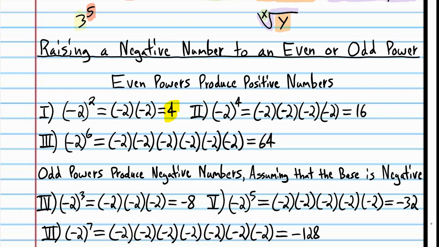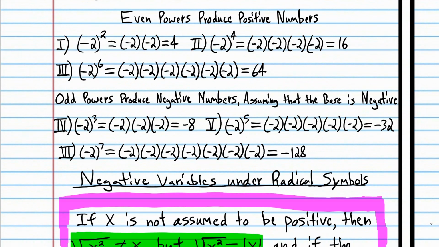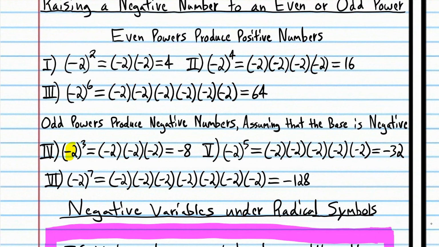All right. Now, if you raise a negative number, again using -2 as an example base, to an odd power, you see these odd powers? If you raise to an odd power, the answer is always negative. Again, assuming that your base is negative. In this case, the base is -2. So we're going to use that in class today.